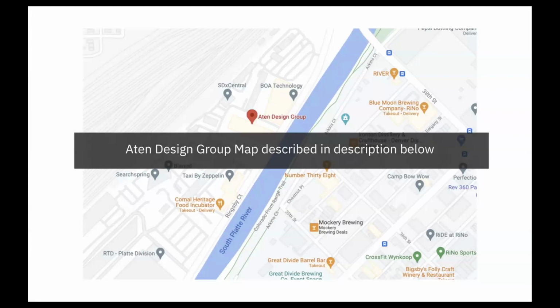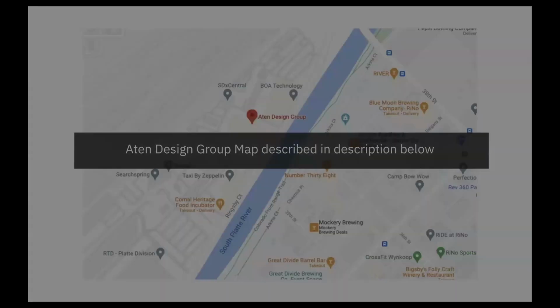You want to make sure that we're having that somewhere. So we would just say "design group map described in description below," so that a user will understand that there's a lot more information to this. I need to read that description to understand what's happening, but that alternative text is still conveying some important information.